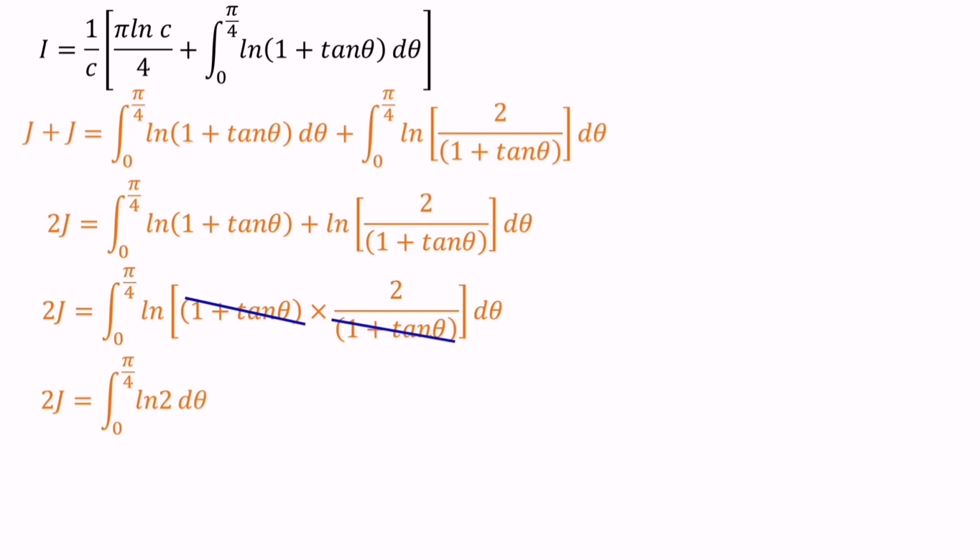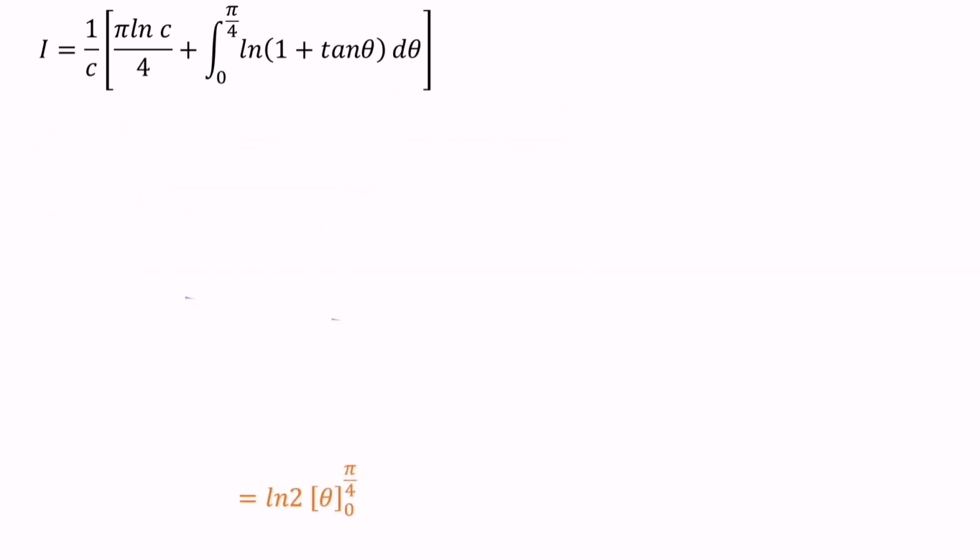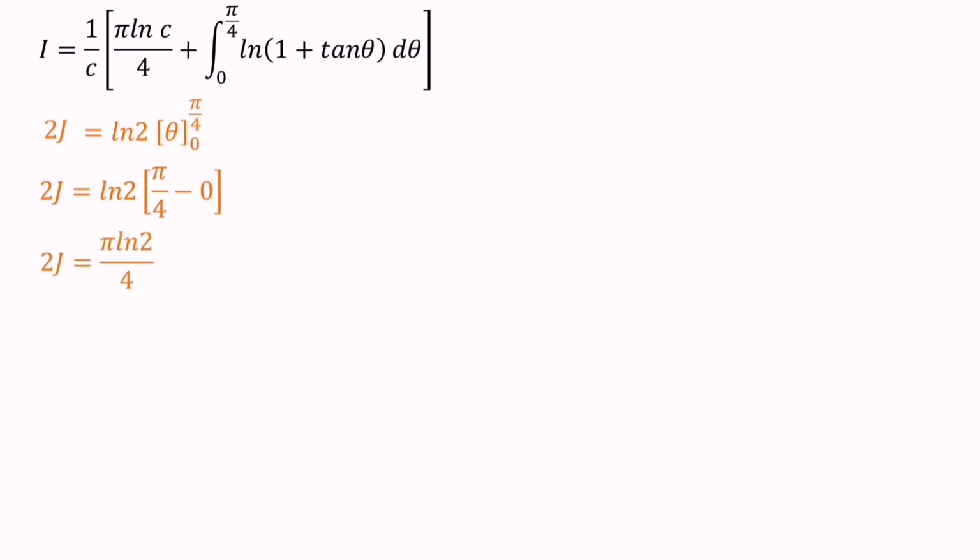We know ln 2 is a constant. So, we can bring ln 2 outside of the integral. After that, integral 1 equals theta. Then we need to substitute the upper limit and lower limit for this theta value. Then we can write pi over 4 minus 0. Now 2J equals pi times ln 2 over 4. So the J value we can write as pi ln 2 over 8.